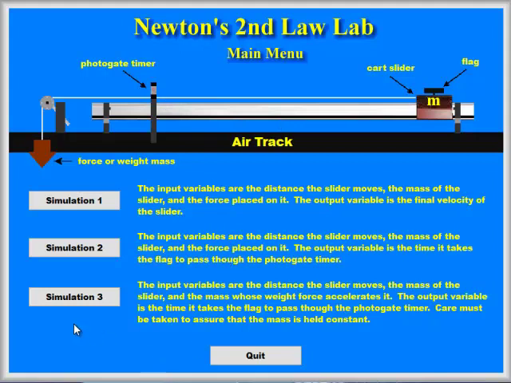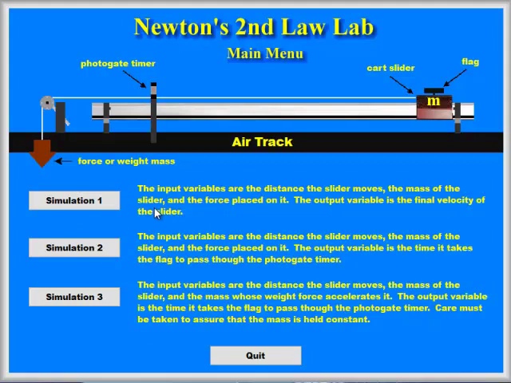And finally, in simulation 3, this is the actual experiment as it should be run. Now you've got the mass. You have to figure out what the force is. And if you want to keep everything the same, you have to take the masses that you change and place them on the mass here to keep the variables in sync. So simulation 3 is much more complicated.